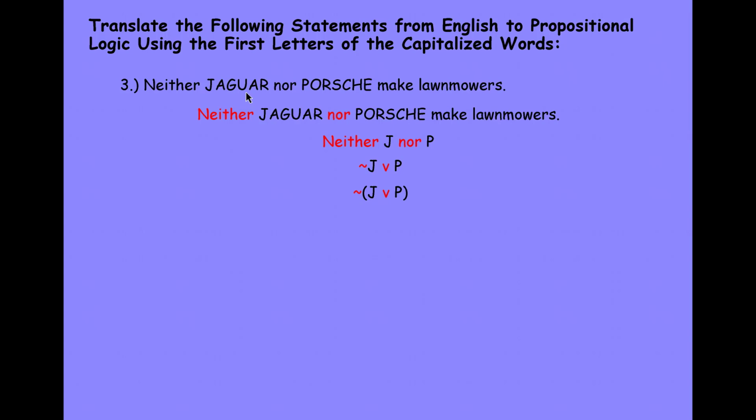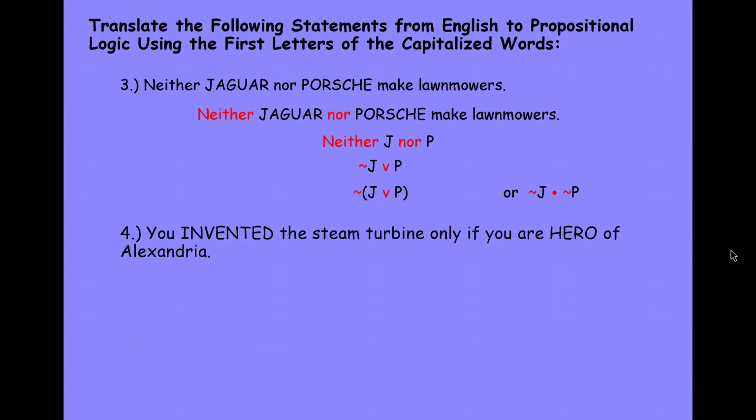We could have also translated it using the dot, since this sentence says it's not the case that Jaguar makes lawnmowers, it's not the case that Porsche makes lawnmowers. We could have translated it using tilde J and tilde P. These two formulas are logically equivalent to each other. Our last example in this session is number 4 here.